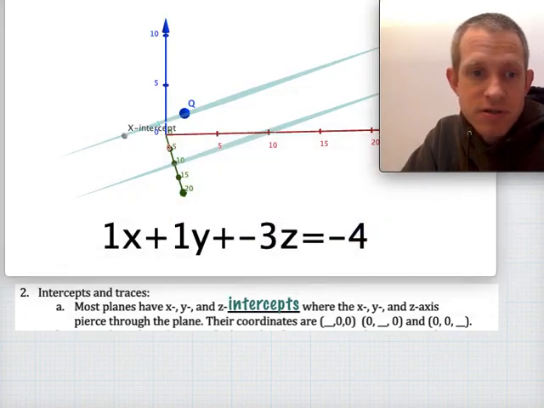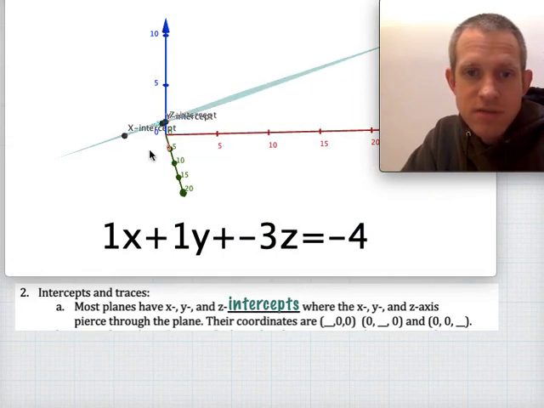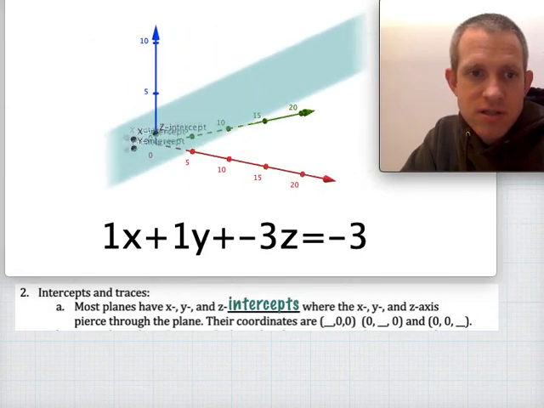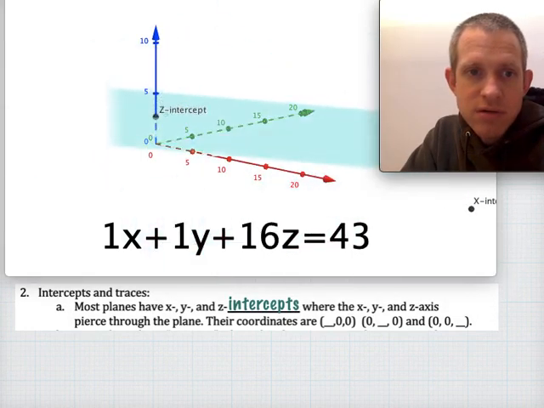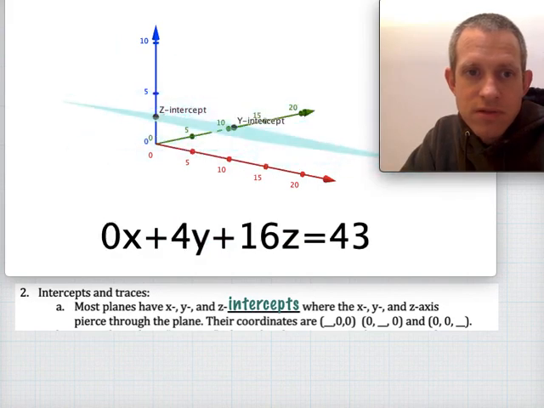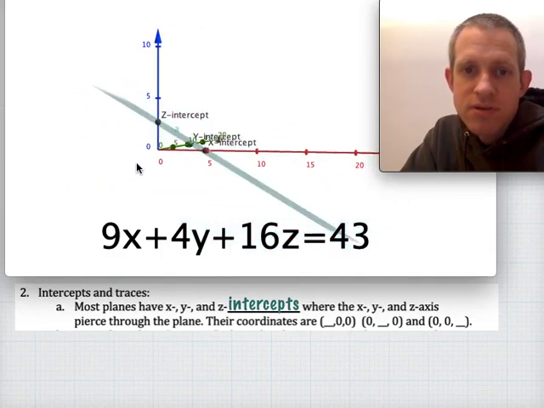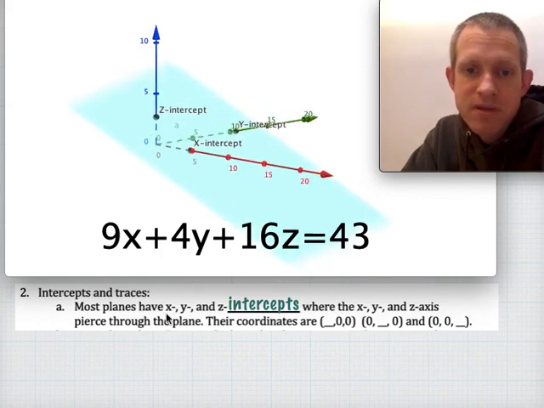So let's turn on the intercepts, turn off some of these extra things. So you can see, let me adjust these numbers a little bit. So here's a plane, and you can see that that plane intersects the x-axis, and the y-axis, and the z-axis at 3 points. Those are called intercepts.